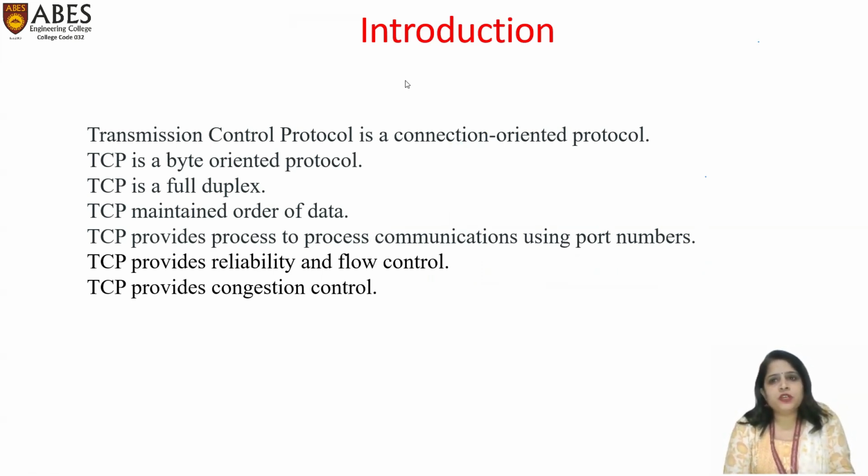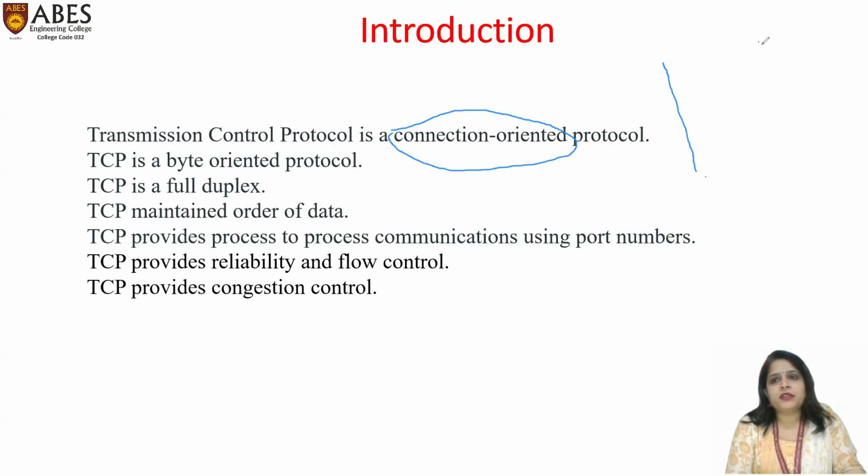Now, TCP, Transmission Control Protocol, is a connection oriented protocol. What does connection oriented mean? It means that before transmitting the data, the TCP protocol first establishes a connection between sender and receiver. For establishing the connection between sender and receiver, the TCP protocol uses the three-way handshake method.